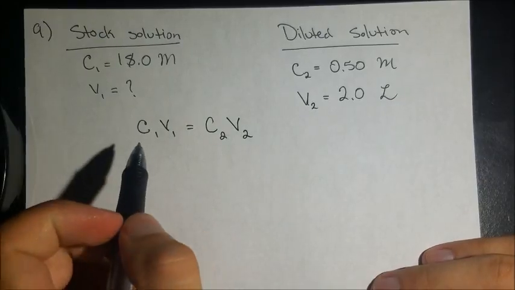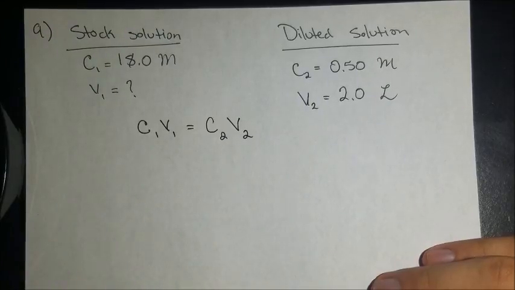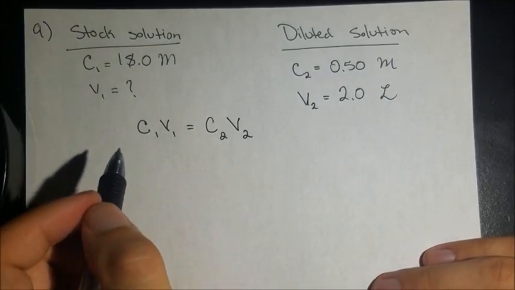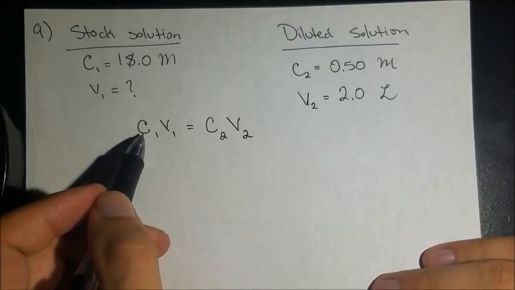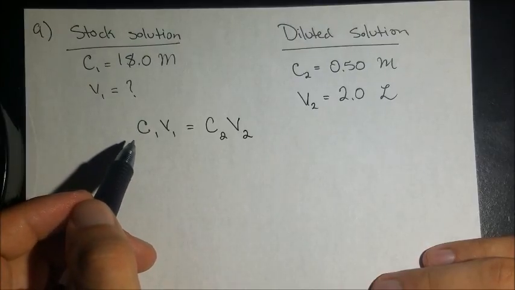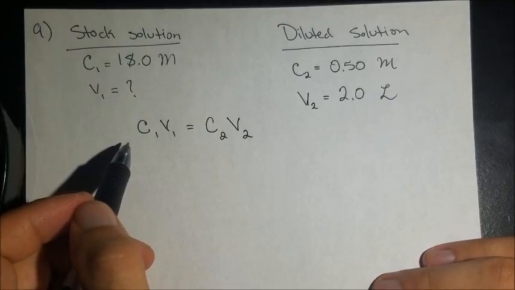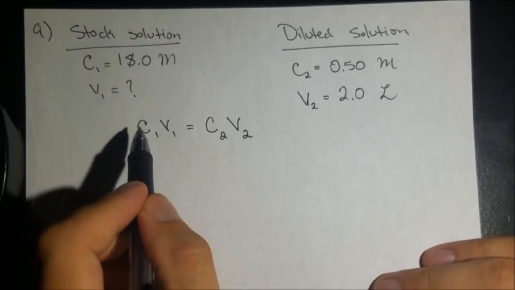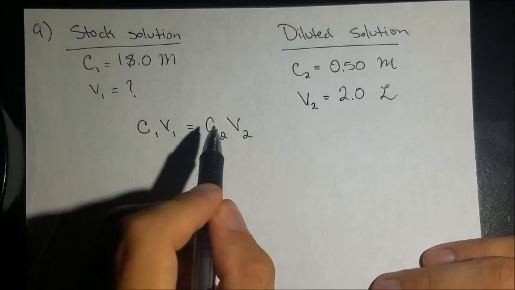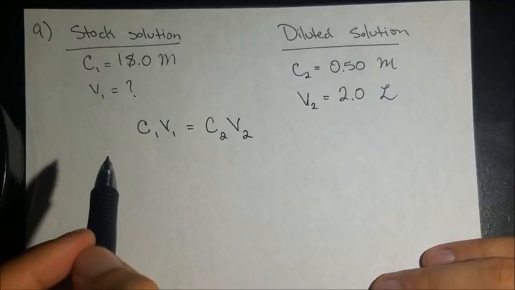A lot of you have probably seen this equation in the form of M1V1 equals M2V2. These are exactly the same, except this equation is a little bit more general. So I'd like to introduce you to this equation, where C, instead of molarity, is concentration. What we're saying here is that you can use any kind of concentration you want. It could be molarity, it could be ppm, ppb, and it would work as long as the concentration for C1 and the concentration for C2 are both in the same units. That's going to be really important. They've got to be in the same units.